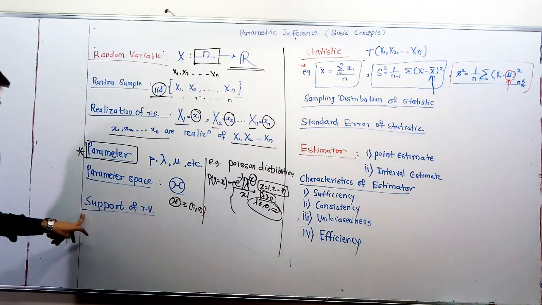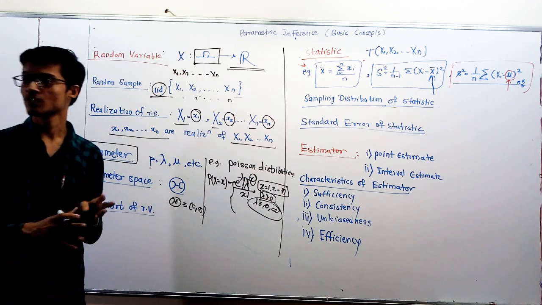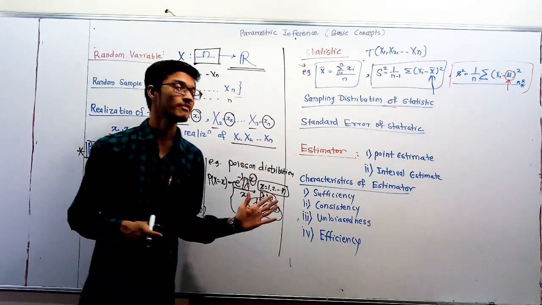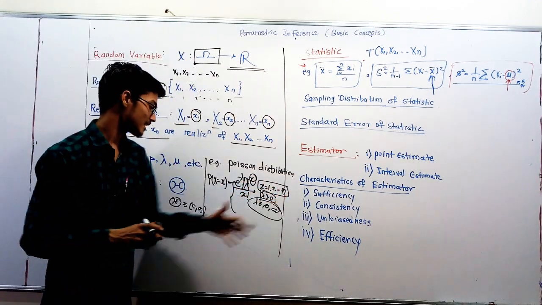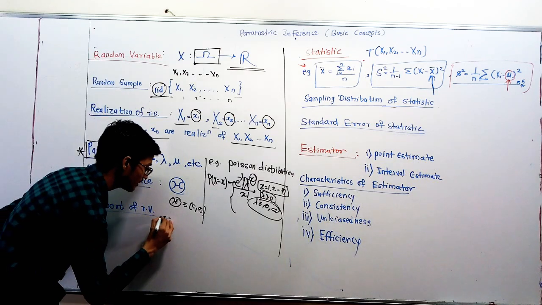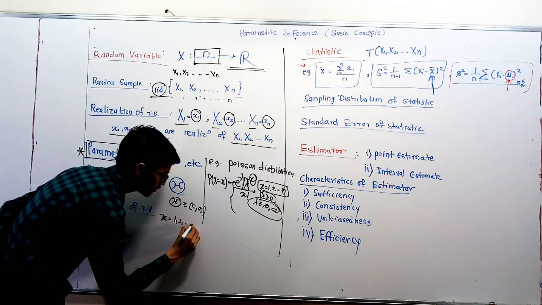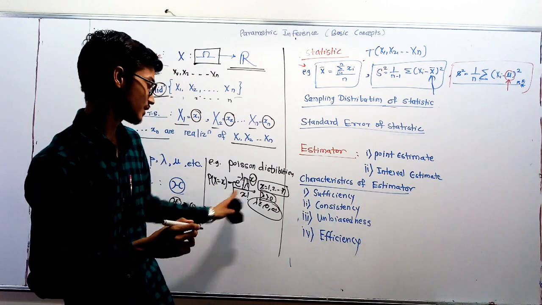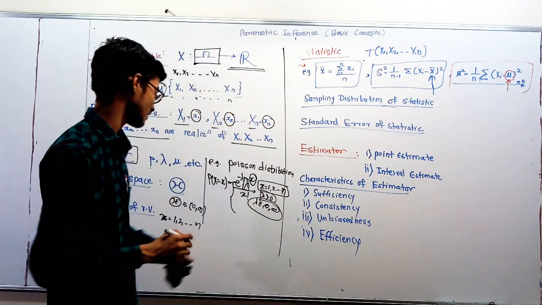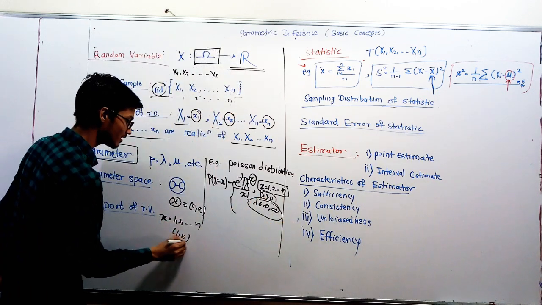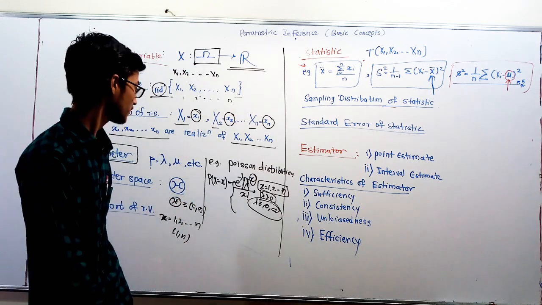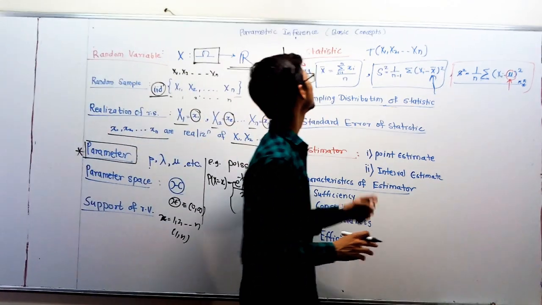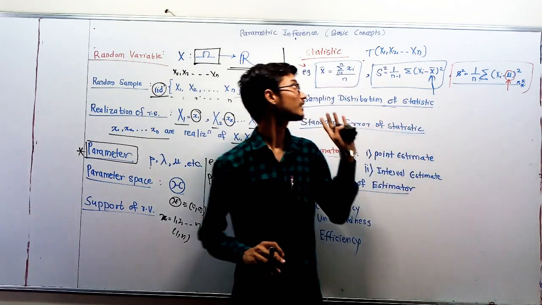Okay, then support of random variable. What is support of random variable? The values which the random variable takes, that is x equals 0, 1, 2 up to n. Okay, as it is a discrete distribution, therefore it will be written this way; for continuous distribution we write it differently.